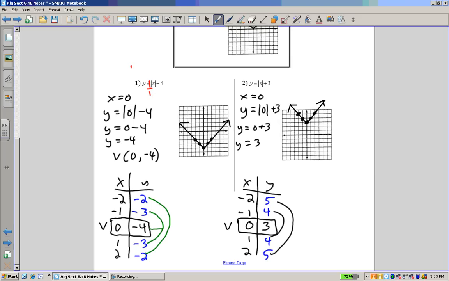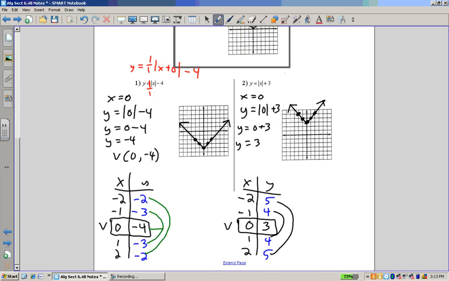If you notice, I can rewrite this. Y equals 1 over 1 times the absolute value of x plus 0 minus 4. Well, take the opposite of this, which is 0, and then minus 4. My vertex is 0, negative 4. Now I'm going to rise 1, run 1 to the right of the vertex and the opposite, match it to the left of it. That gives me a much quicker graph.